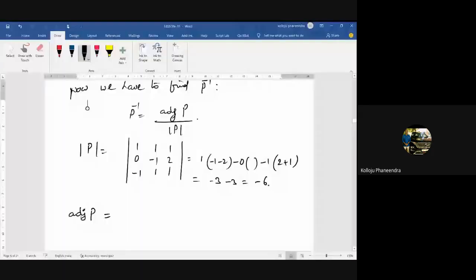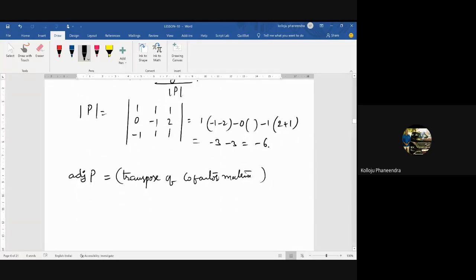Adjoint P means the transpose of the cofactor matrix. I think you calculate this with the intermediate technique, and I'm giving the adjoint P value directly. This is 3. Shall I calculate? All of you tell me, do you remember adjoint P, or can I do it? Yes.